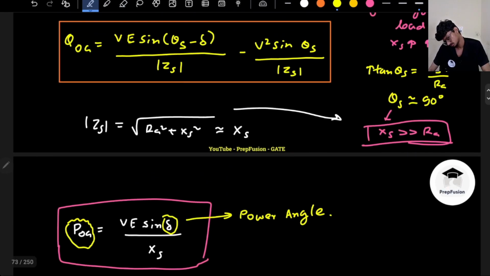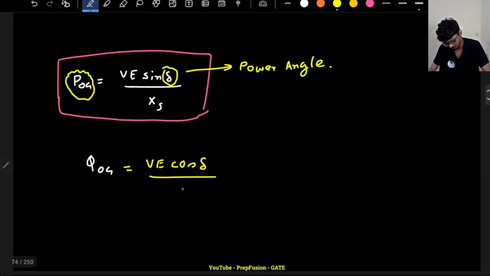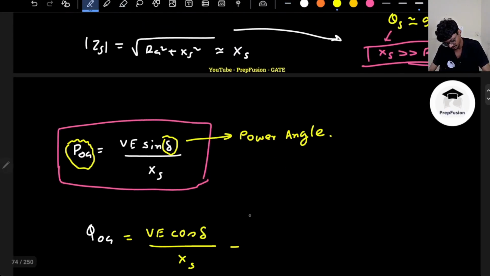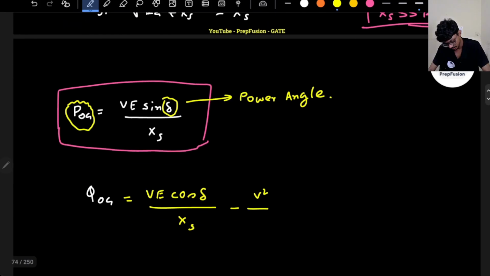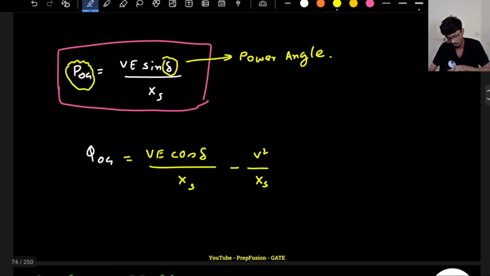This is theta is 90, right? Cos of delta by Zs. Zs is almost Xs, minus V square by, this is sine 90. Sine 90 is almost 1. This will be Xs. Okay, so this will be the formula of reactive power. Now you don't need to remember this, right?